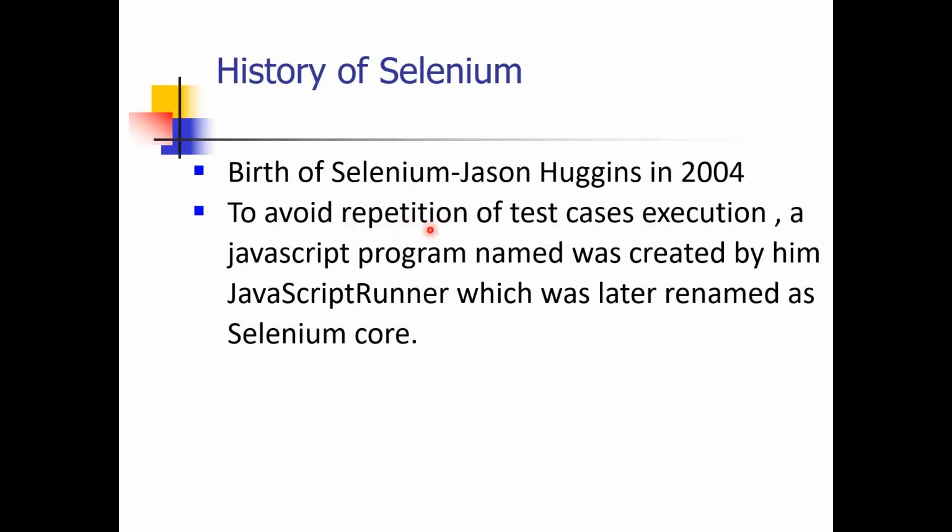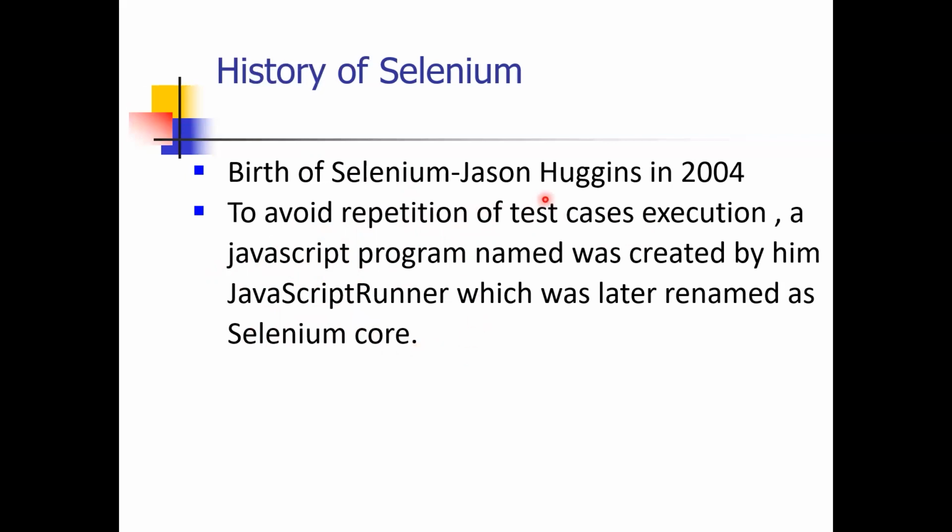To avoid repetition of test execution, a JavaScript program, named JavaScript Runner, was launched. That JavaScript Runner program was renamed Selenium Core. So in the starting, first of all, Selenium Core came into existence. The starting version was Selenium Core.